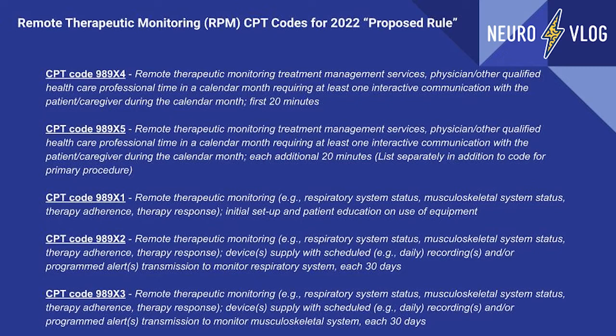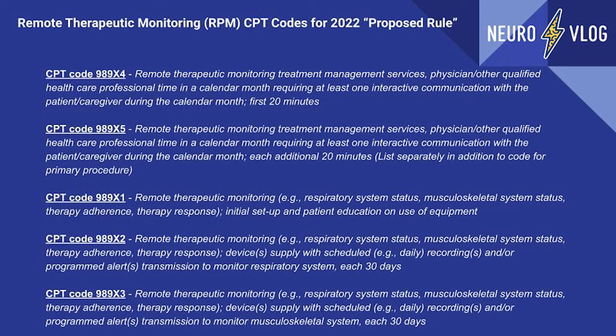You have CPT code 989X4, which is the Remote Therapeutic Monitoring Treatment Management Services by physician or other qualified healthcare professional. It can be billed one time in the calendar month, and it requires at least 1 interactive communication with the patient or caregiver during that calendar month, and this is to bill the first 20 minutes. For each additional 20 minutes, you can bill the 989X5 code, and that will be listed separately in addition to the code for the primary procedure.